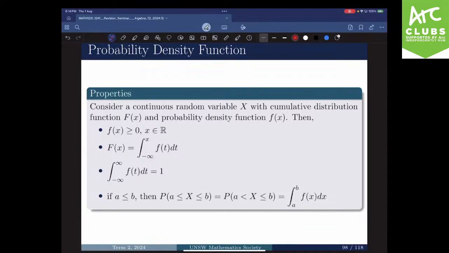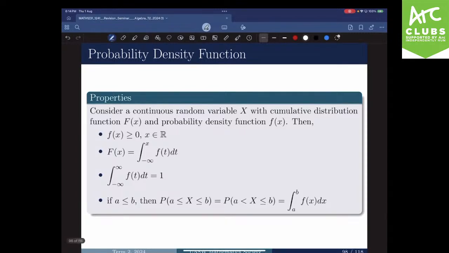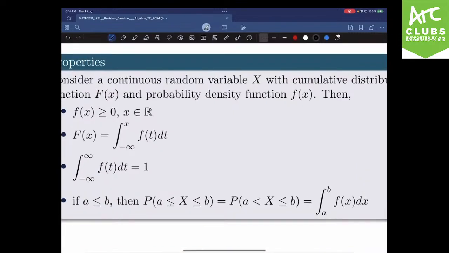Next, if I take the integral from negative infinity to positive infinity of my probability density function, it should be equal to 1, right? Summing up all the probabilities, it will be equal to 1. If a is less than or equal to b, then the probability of x being between a and b is equal to the probability of... so you see here that the only difference between those two is the equal sign there, right? So this one is less than or equal to, but this one is just less than, right?